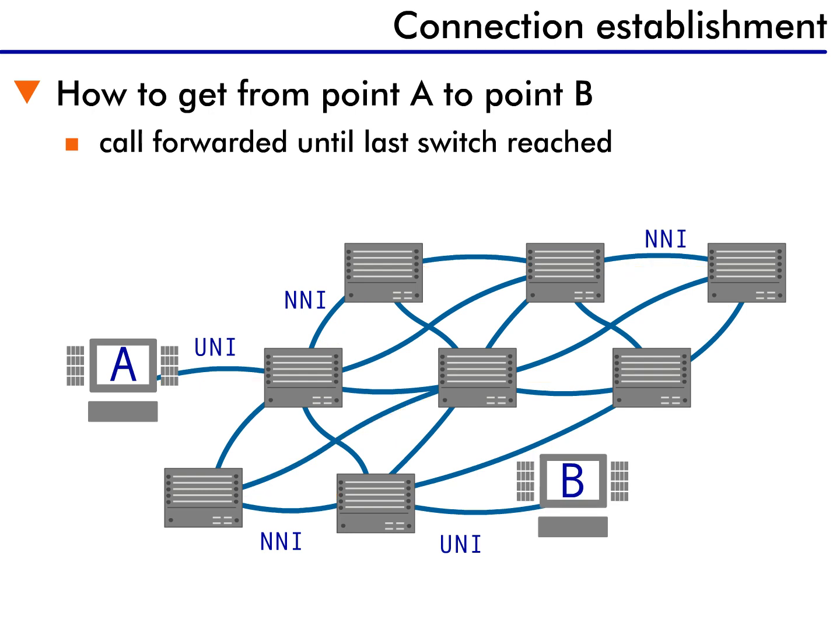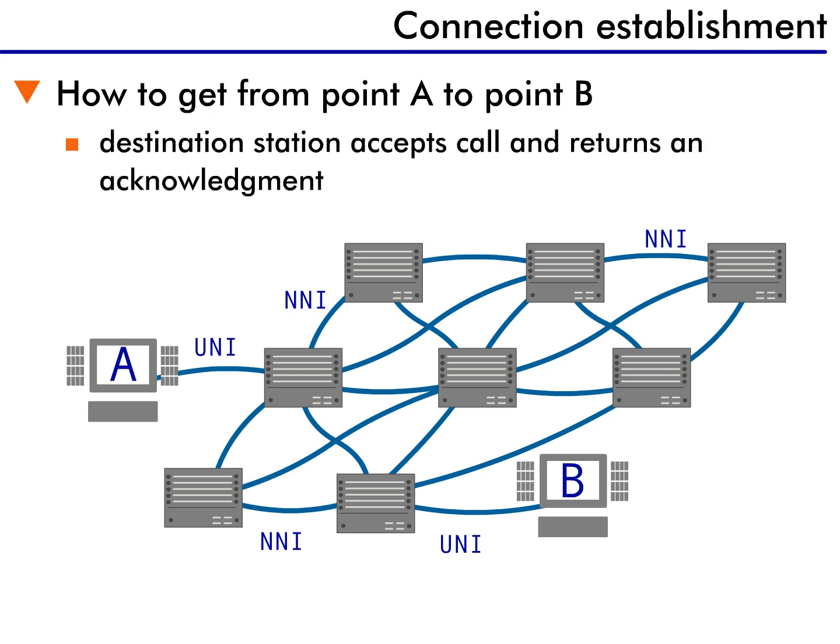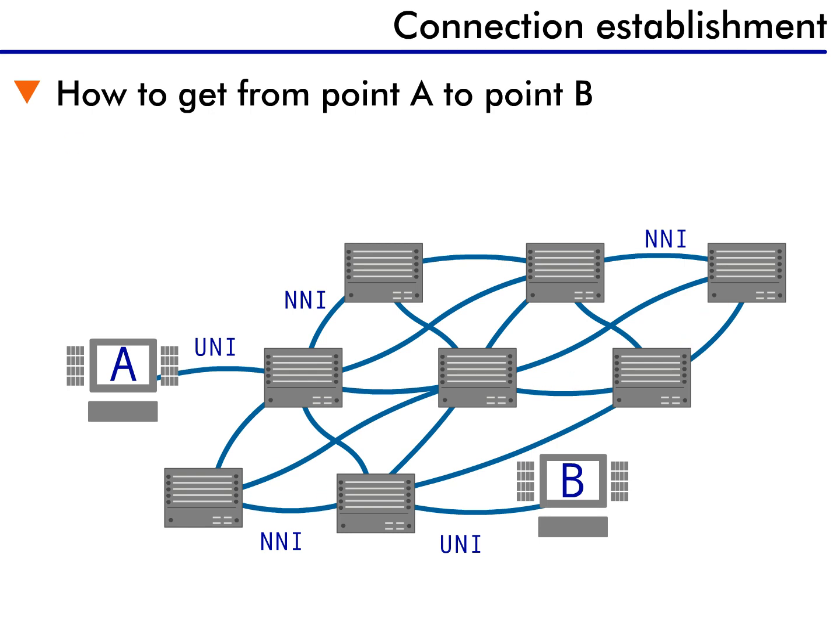Finally, the call reaches the final switch. Here, the connection setup request is signaled via UNI signaling to the destination station. The destination should accept the call and return a message to this effect to the originator of the connection request. Once the source receives this, traffic is sent. Now, this may sound like a long process, but in most networks, it takes less than a second to accomplish.